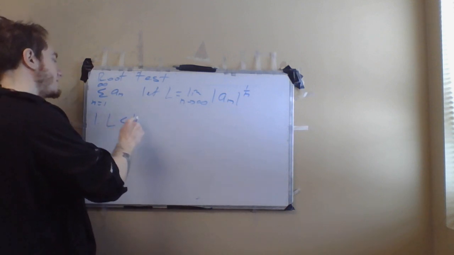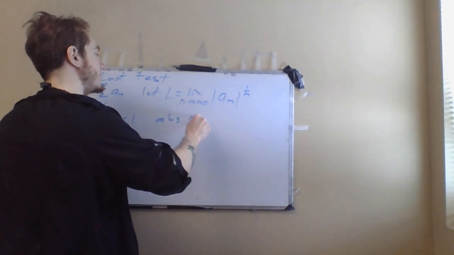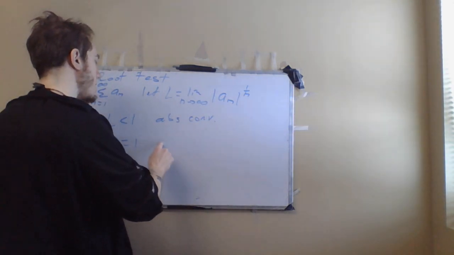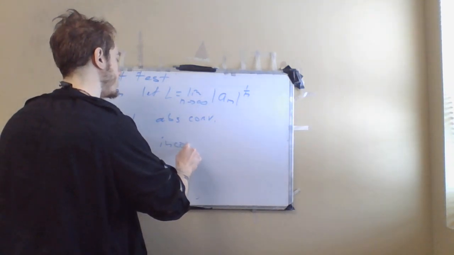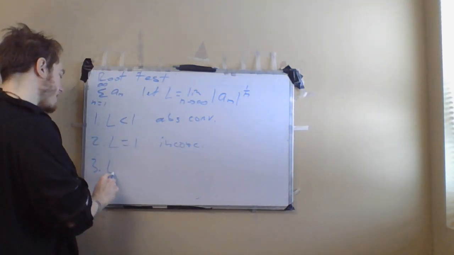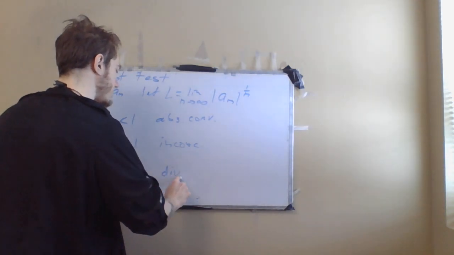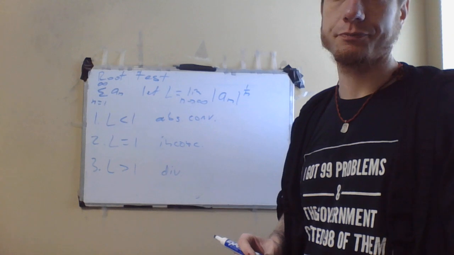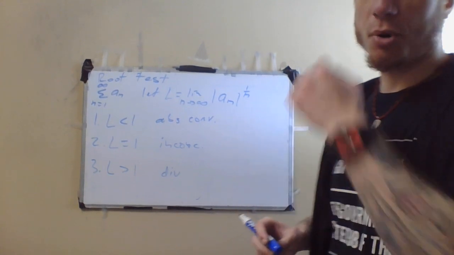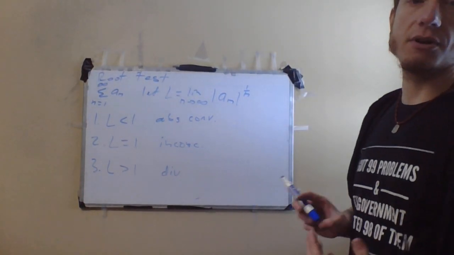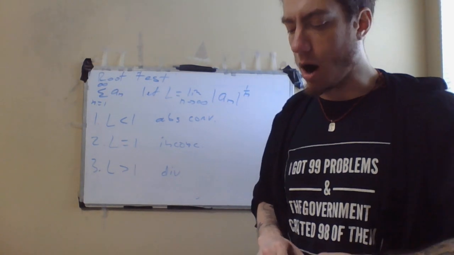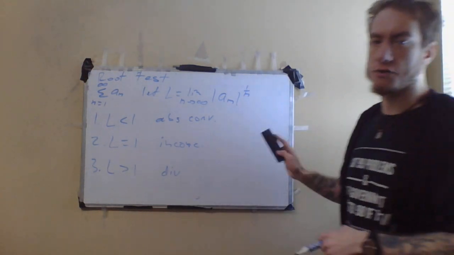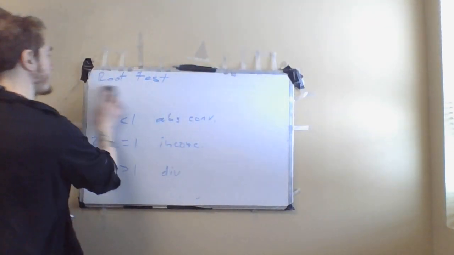If L is less than 1, our series is absolutely convergent. If L is equal to 1, our test is inconclusive. And if L is bigger than 1, then our series is going to be divergent. The proof is very similar in a lot of ways to our proof of the ratio test. Okay, so take a moment, make sure you've got this written down. We're going to start talking about proving it.